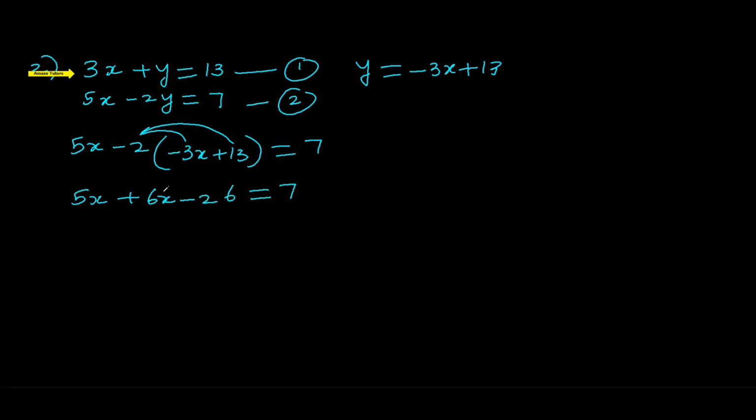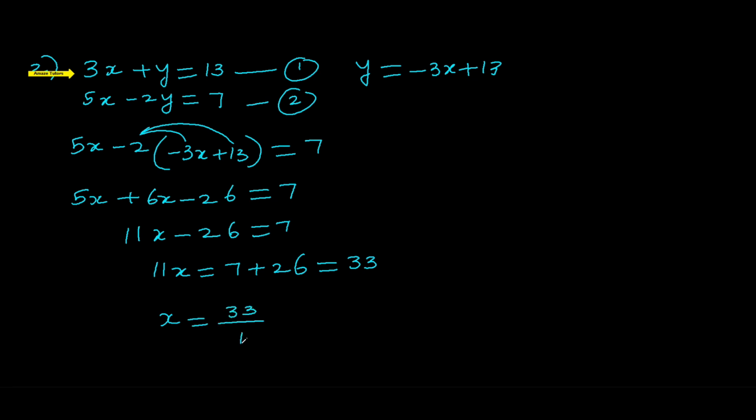Now what is 5x plus 6x? 11x. Both are positive, so add the numbers. 26. Now what is next? Take negative 26 to the other side, which will become positive 26. So 7 plus 26. What is 7 plus 26? 33. Now to find the value of x, simply divide by 11.